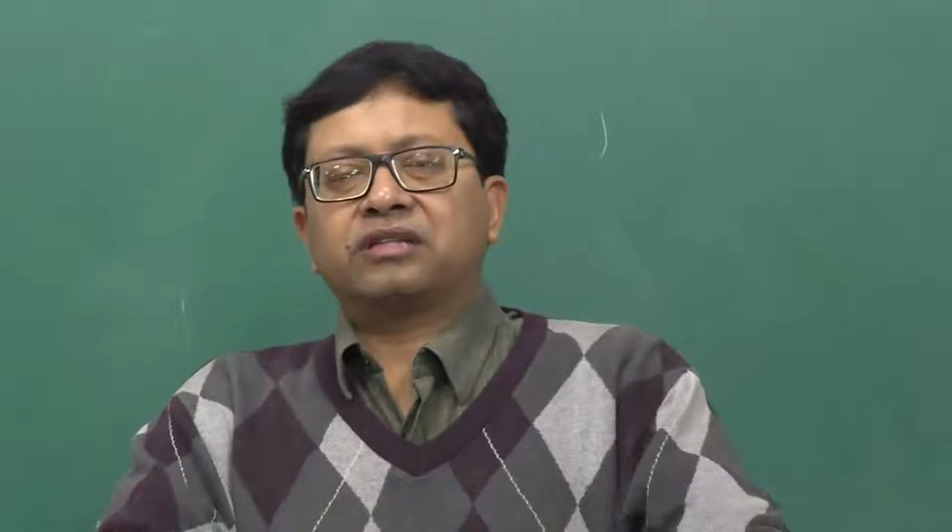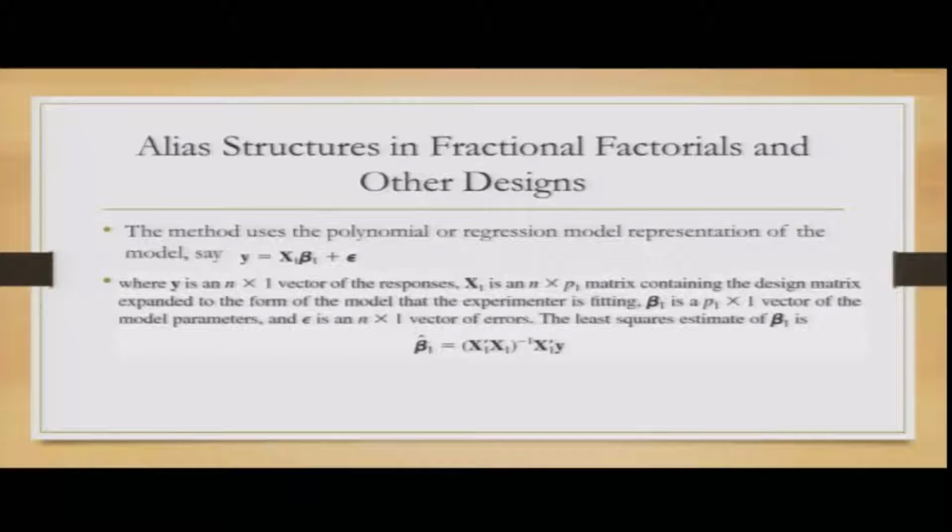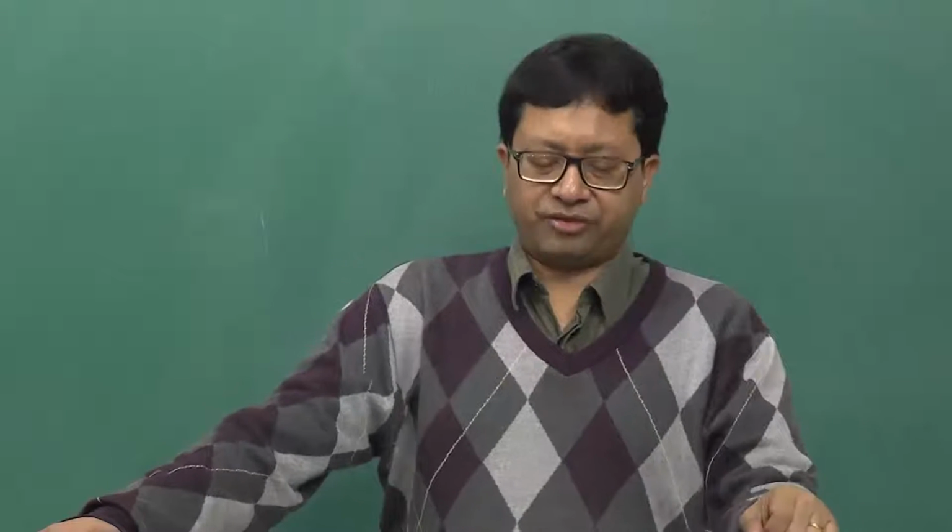Now, we will consider the allied structures or the factorial designs for the regression model. So, let us first consider the polynomial regression or the simple regression concept and then explain accordingly. So, the method used the polynomial or the regression model representation of the model, which is y. So, these bolds mean they are vectors or matrices.